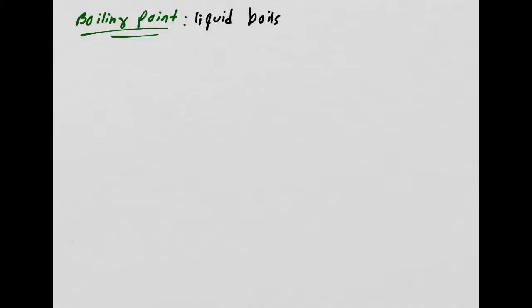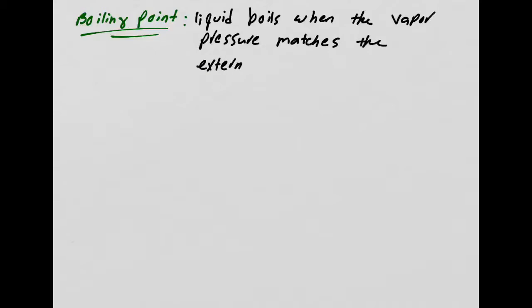A liquid boils when the vapor pressure matches the external pressure. When the vapor pressure matches the external pressure, the water or any kind of liquid will boil. Now, what is the boiling point of water? We always teach you that the boiling point of water is 100 degrees Celsius. But the boiling point of water is 100 degrees Celsius at 1 atm.